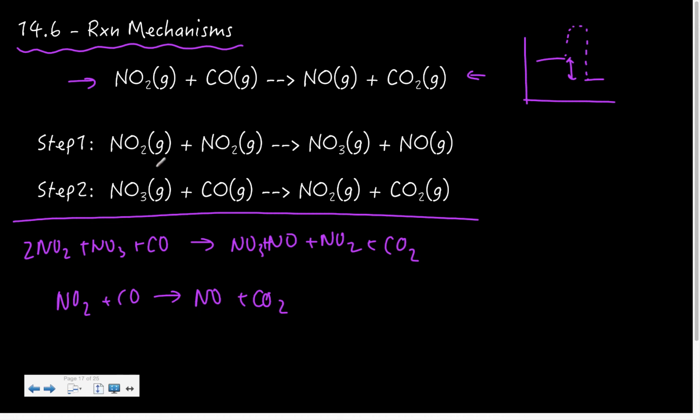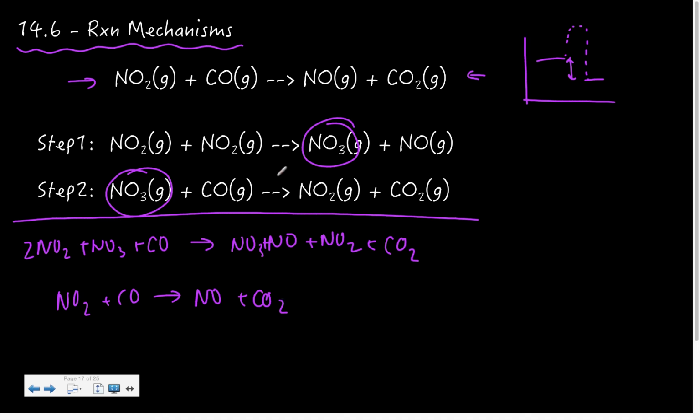In terms of terminology, note that NO2 is both consumed and then produced, so it's not labeled as an intermediate. An intermediate, by definition, has to be something that is produced and then subsequently consumed, such that it does not show up in your overall reaction. So if we were asked about intermediates, NO3 would be our intermediate because it's produced, subsequently consumed, and therefore does not show up in my overall reaction.